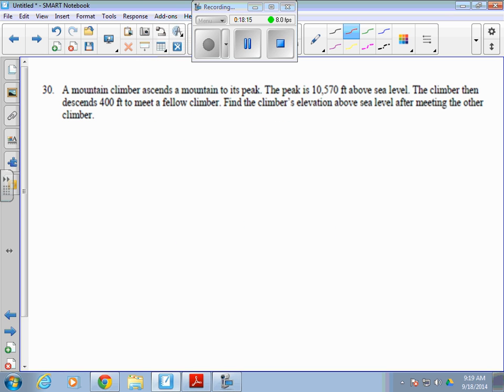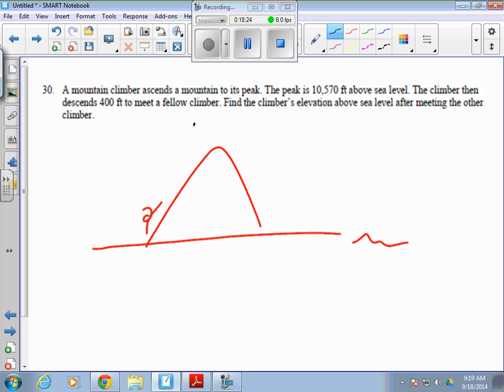29 says a mountain climber ascends a mountain peak. This is sea level here. Little guy's going up a mountain. It says if the peak is 10,570 feet above sea level, that's this level right here. It says the peak is that high.